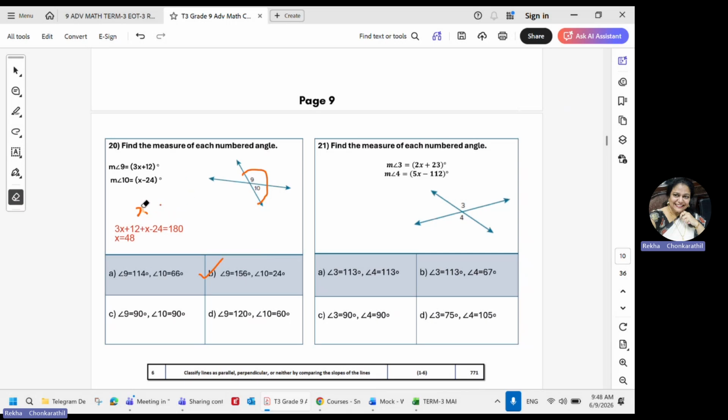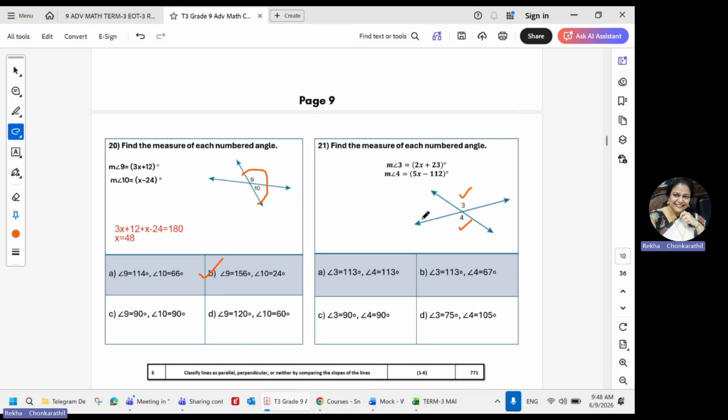Don't leave the value of x as it is, because it's not asking for the value of x. Instead, it is asking for the measures of angle 9 and angle 10. Here, what are these angles called? They are cross angles, so angle 3 equals angle 4.